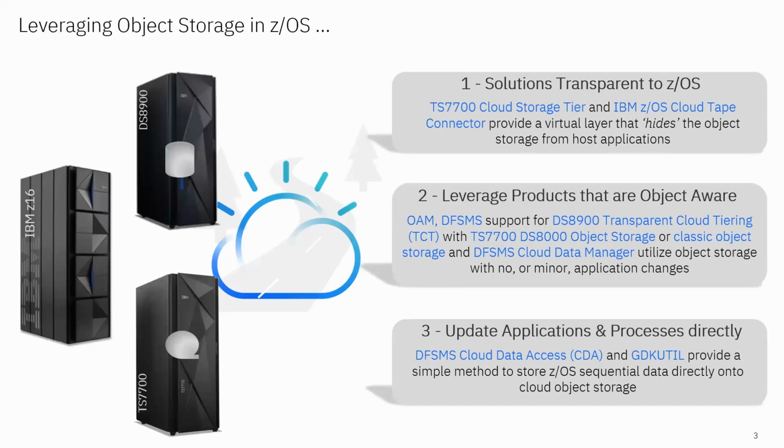One thing that I want to point out is these all work together. There's only two of these that don't work together. It's an either or, and that would be for your virtual tape. If you want your tapes to go to cloud object storage, you would select either the 7700 cloud storage tier or the cloud tape connector, not both of them.